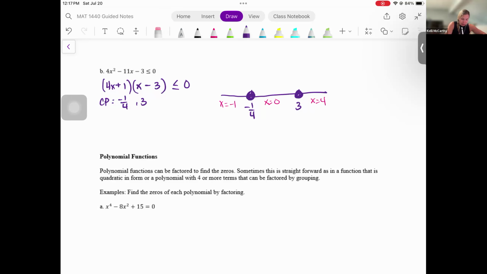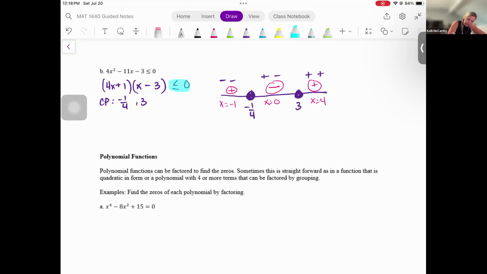So plugging in -1, -4 plus 1 is going to be negative. -1 minus 3 is going to be negative. The product of two negatives is positive. Plugging in 0 to our first factor, 0 plus 1 is positive. 0 minus 3 is negative. The product of a positive and a negative is negative. And then plugging in x equals 4, 16 plus 1 is positive. 4 minus 3 is positive. The product of two positives is positive.